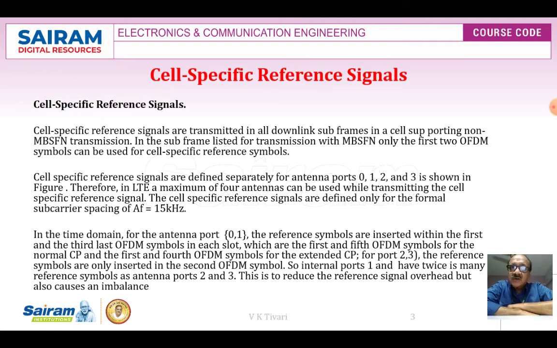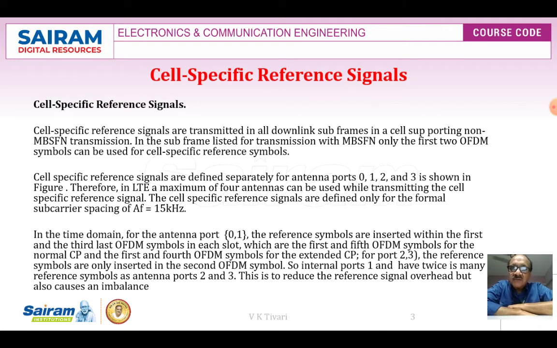Cell-specific reference signals are defined separately for antenna ports 0, 1, 2, 3. We have 4 antennas at the transmission, so we give 0, 1, 2, 3 as notation. It is given in the figure. Therefore, in LTE, a maximum of 4 antennas can be used while transmitting the cell-specific reference signal. The cell-specific reference signals are defined only for the normal subcarrier spacing Δf equal to 15 kHz.